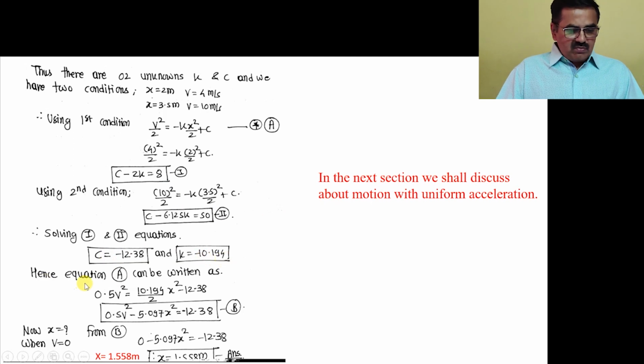Hence equation A can be written as, now in this equation we will replace k and c by their values. 0.5 v square is equal to minus k, which has a minus sign, so plus 10.194 upon 2 into x square plus c, which is minus 12.38. So this is our equation. Now our equation is in terms of v and x, and we need x when v is equal to 0. So in this equation, write v is equal to 0 and calculate x. So x is equal to 1.558 meters. So in this way the given problem can be solved.